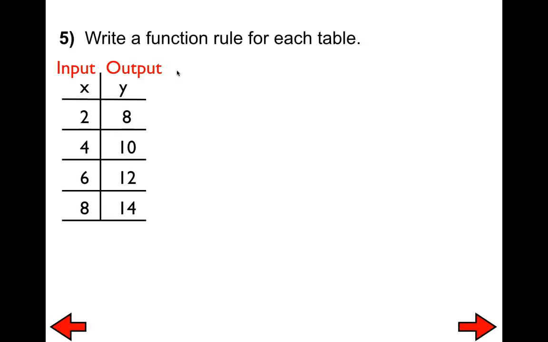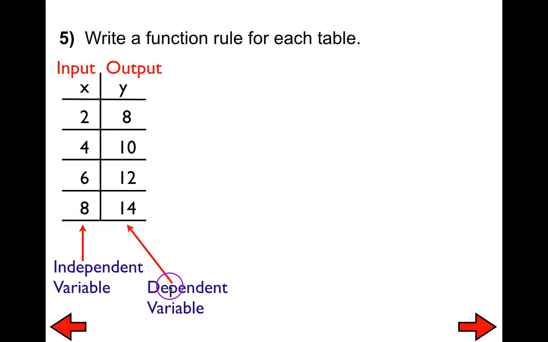Now moving on to number 5. It says write a function rule for each table. So here we have our x's and our y's. Again, just a friendly reminder, x is our input, y is our output. Another terminology you can use is independent variable and dependent variable. I am going to go into the definition of these vocabulary words in a second, but for right now, I want you to focus on our values. We got an input of 2, output of 8. Input of 4, output of 10.